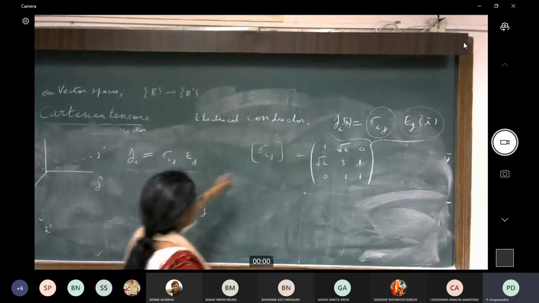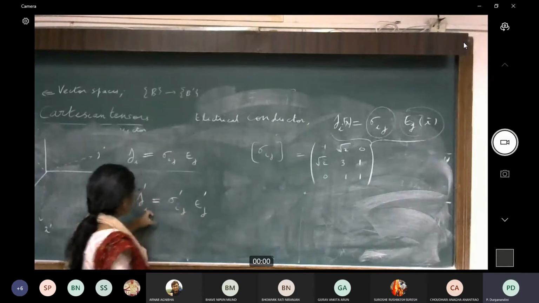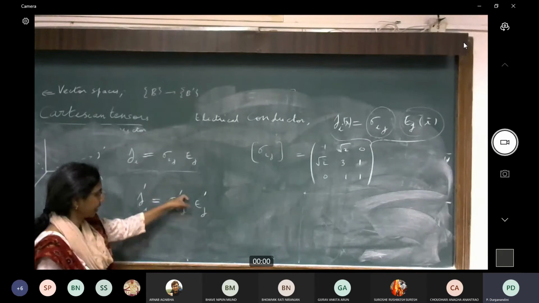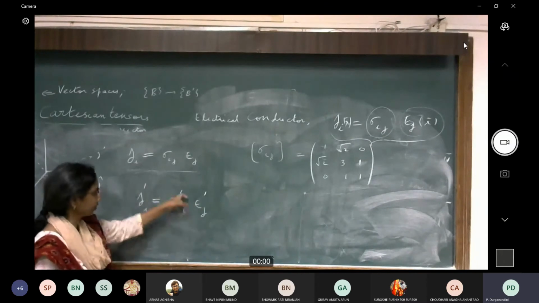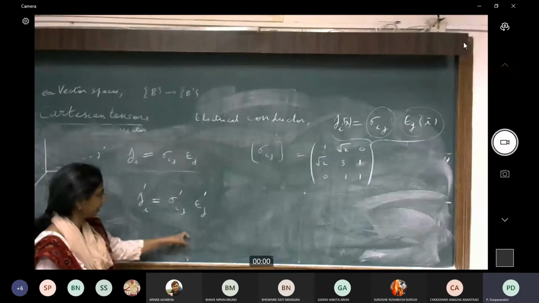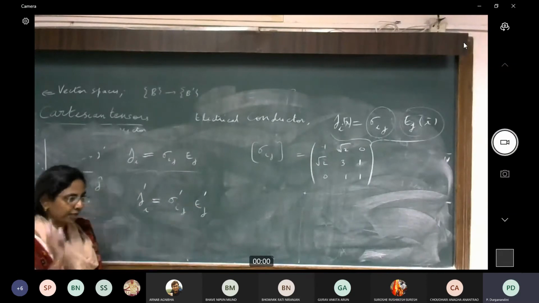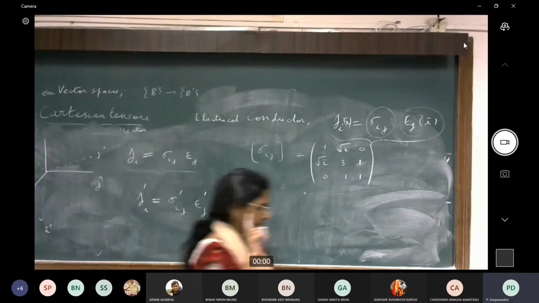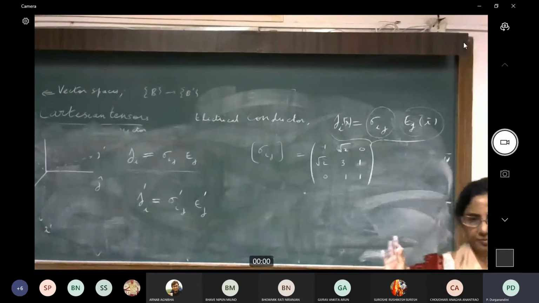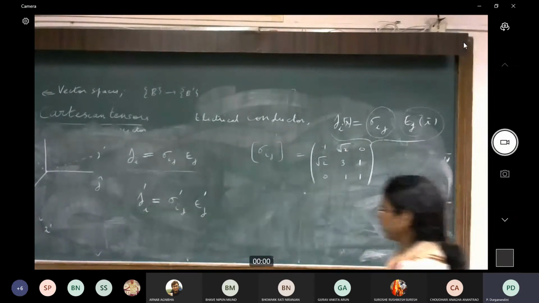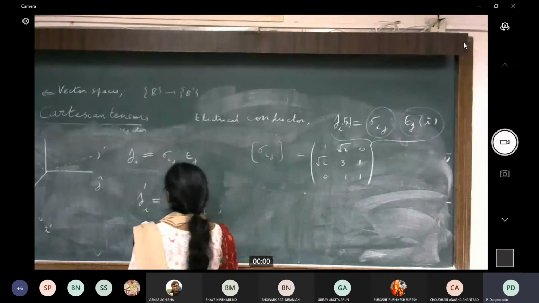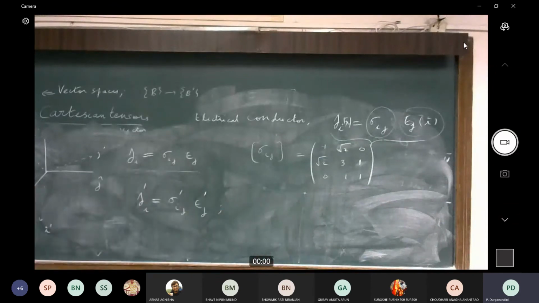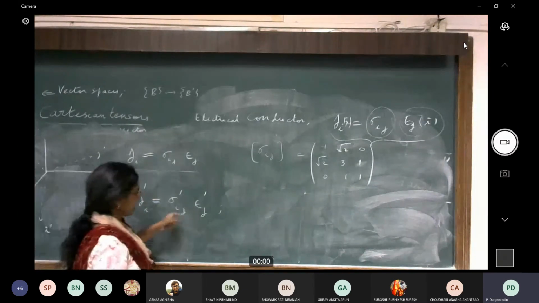Because if the sigma becomes diagonal in that basis, then you will simply find that J1 prime will be sigma 1 prime E1 prime, J2 prime will be sigma 2 prime E2 prime, and J3 prime will be sigma 3 prime E3 prime. And then show that in that basis, one of those diagonal values becomes 0. Right? So before we show that the current flow along a particular direction is 0, let's first find out the diagonal basis. So let's find out a transformation which will diagonalize this matrix.